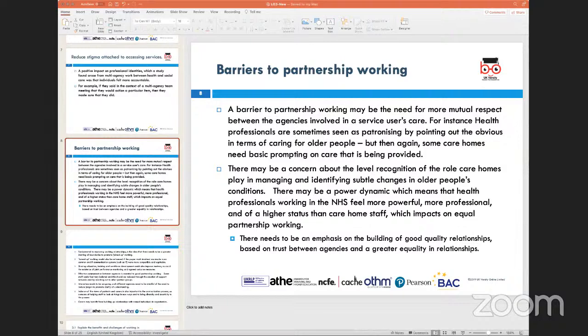So when we talk about barriers in the health and social care sector, any idea, anybody, in terms of what could be these barriers? Before we get into partnership working barriers, any idea in terms of, in general, what could be the barriers in health and social care when we talk about the sector in general?